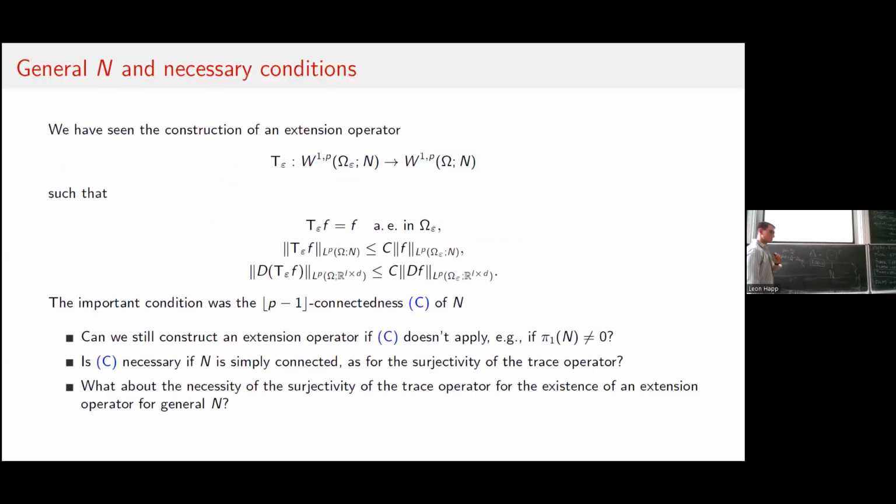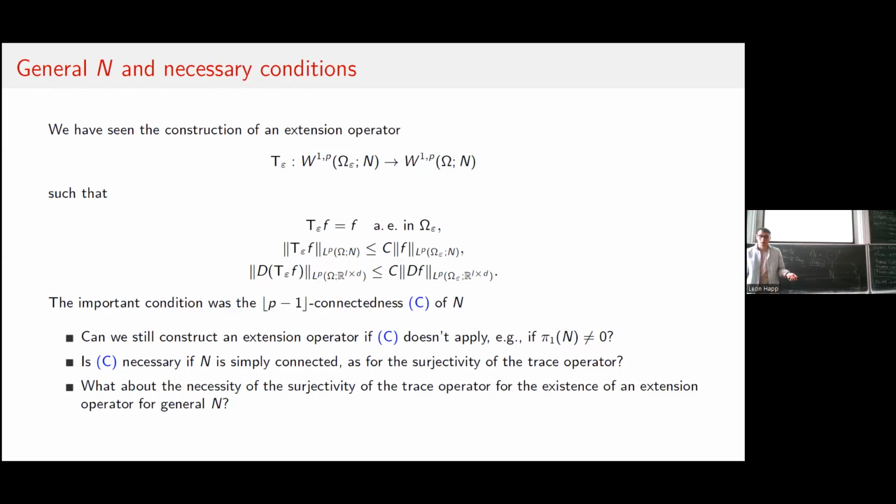Okay, so let me just quickly sum up what I told you. So we have seen the construction of some extension operator on perforated domains, which is in a way scale independent, because these separate Lp estimates here come with a constant which is really independent of the scale. And the important condition was that your target manifold is p minus 1 connected. Of course, the general question is, can we construct this extension also if this p minus 1 connectedness is not fulfilled?